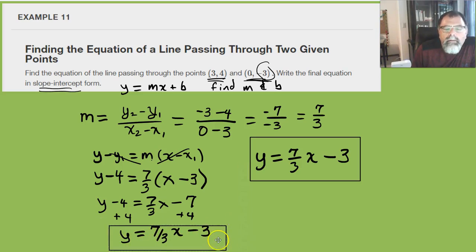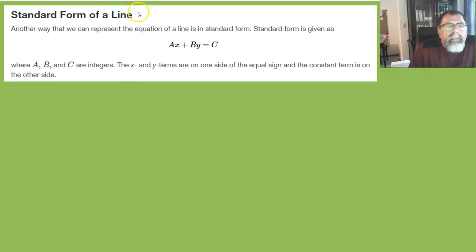Okay, so you do it either way. Now, the third way to represent a line is the standard form of a line, given by ax plus by equals c. A, b, and c are integers, and the x and y terms are on one side. The constant term is on the other side. Some books like a to be a positive number, so that'd be another condition. That's not required, but notice they have to be integers, so you want to get rid of any fractions.